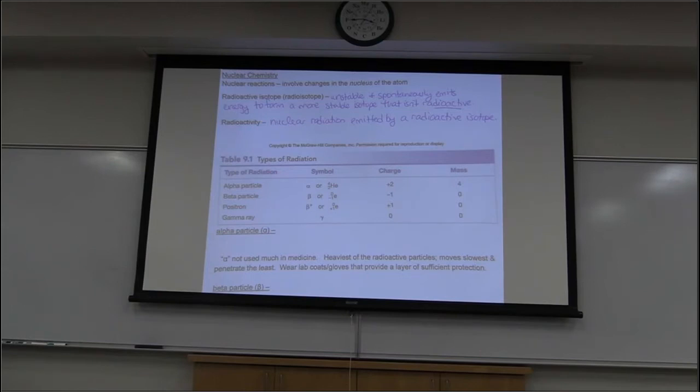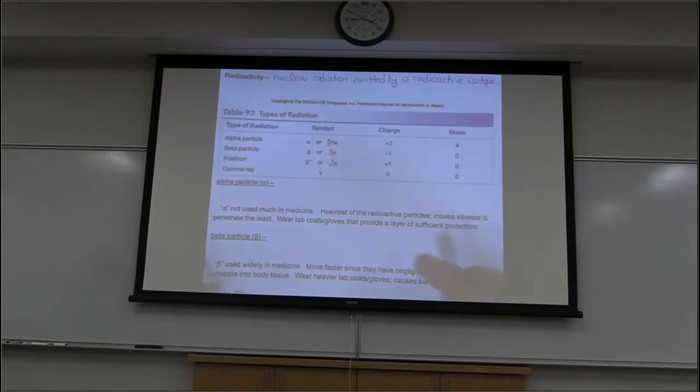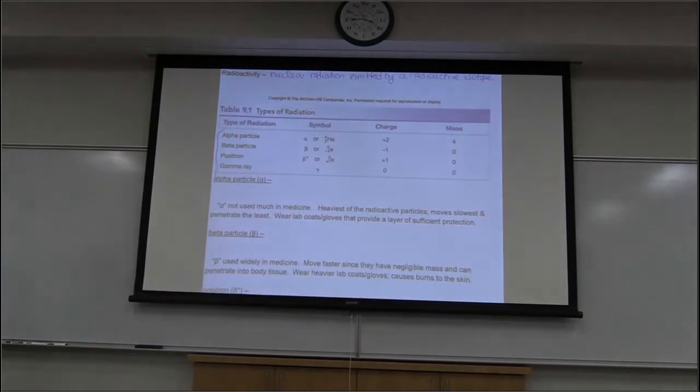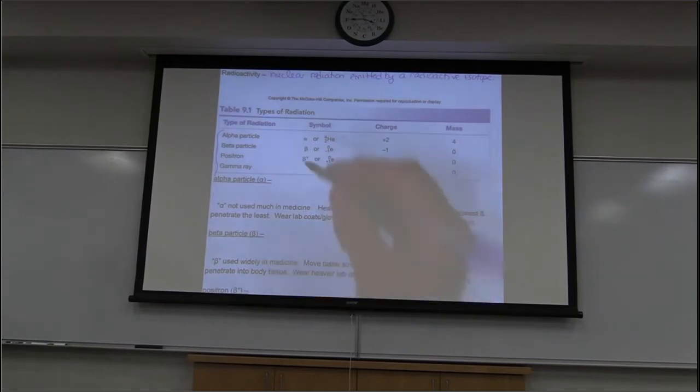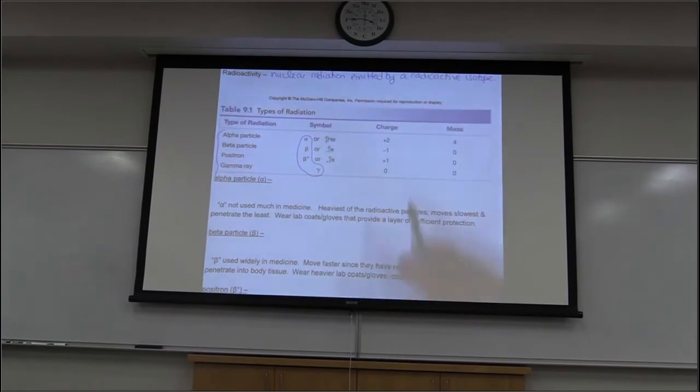The types of radiation are listed here in the table. As far as what I want you to know out of this table, obviously I want you to know the names: alpha, beta, positron, and gamma. And I also want you to know the symbol. As far as knowing the exact charge and the mass, no, I don't care that you know the exact charge and the mass.